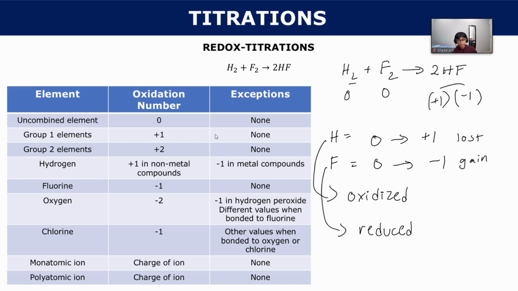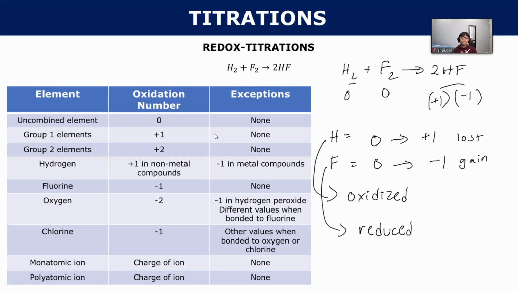Oxidation is loss, reduction is gain. So hydrogen is oxidized, and fluorine is reduced. This is how you determine in a redox reaction which species is going to gain an electron and which species is going to lose an electron, by looking at the oxidation numbers. And so you might wonder what is an oxidation number.